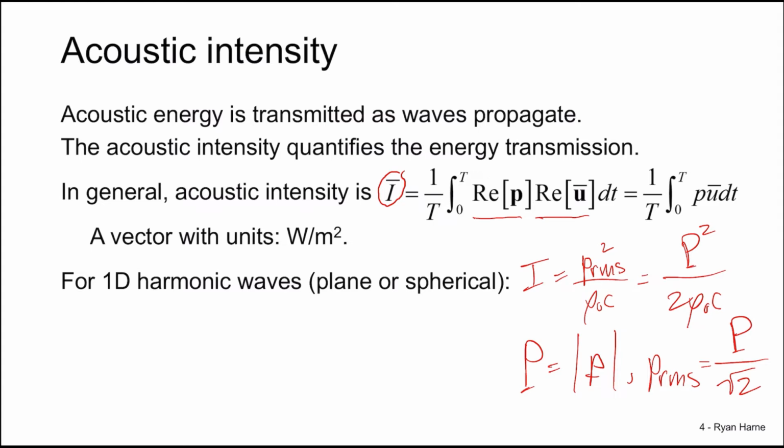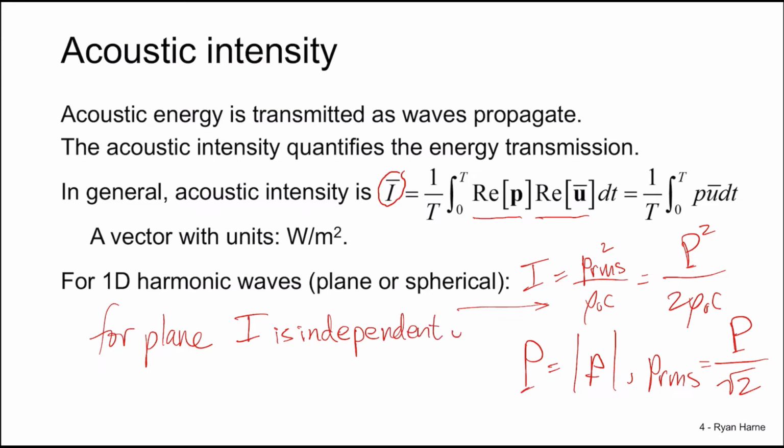It's important to recognize that even though both plane and spherical wave acoustic intensity is computed by this formula shown here on the right, the interpretation is different. For plane waves, I is independent of x. This is because the acoustic pressure amplitude does not depend on x.